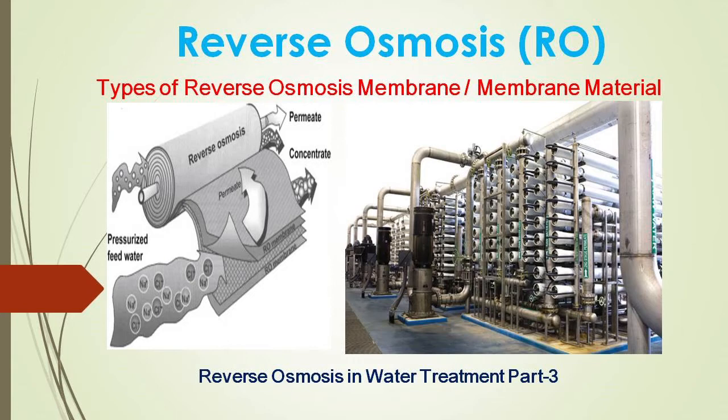We will continue our videos in the field of reverse osmosis, which relates to water treatment. In this video we will discuss the different types of membrane material, their advantages and disadvantages. So after understanding the basic terms related to reverse osmosis, now we are moving forward and coming to the materials, types and other things.